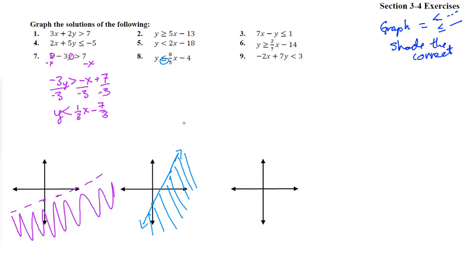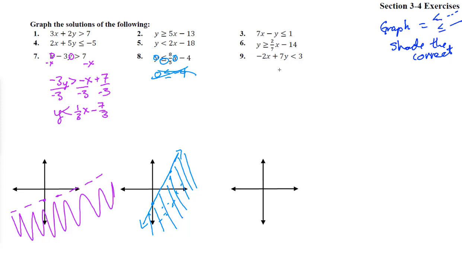And we could try 0, 0, and it won't work. 0 is less than or equal to negative 4. No, it is not. That doesn't work. So 0, 0 is not an answer. But all these points are. And number 9.